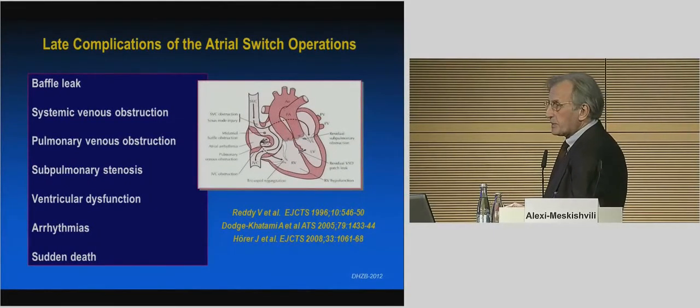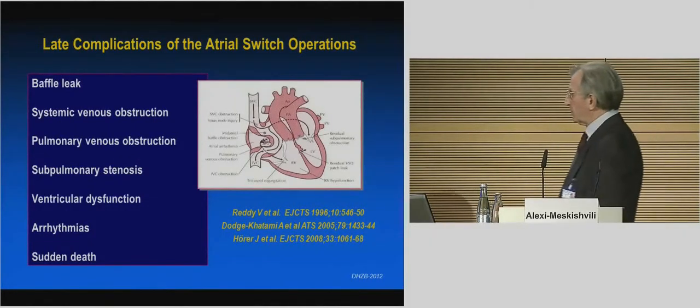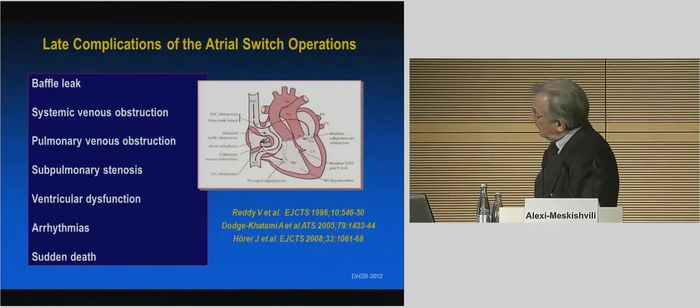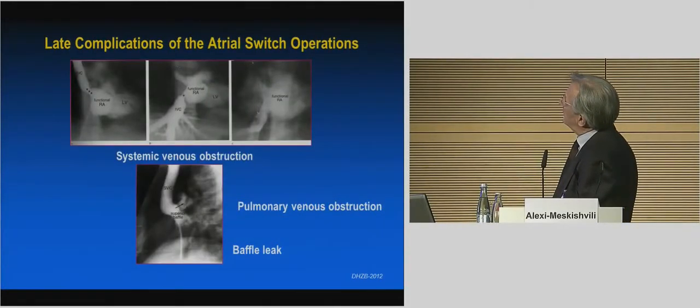The arterial switch operation was very effective, with very good results. Mortality was very low, but time showed that there are many problems later on: the baffle leak, systemic venous obstruction, pulmonary venous obstruction, which were shown already in previous presentations, pulmonary stenosis, and so on. And also arrhythmias and sudden death. These are some examples of delayed complications of the operation. You see here the functional right ventricle, inflow occlusions, and baffle leaks, and so on.